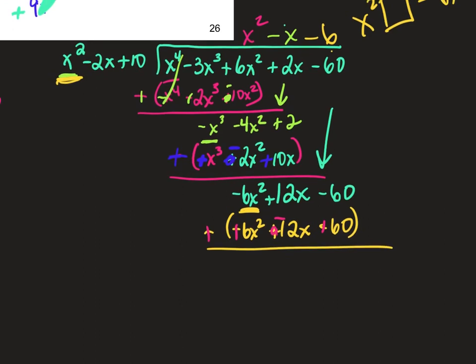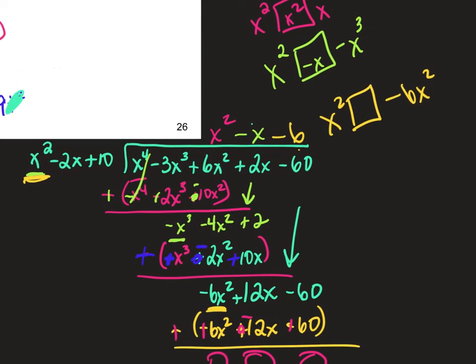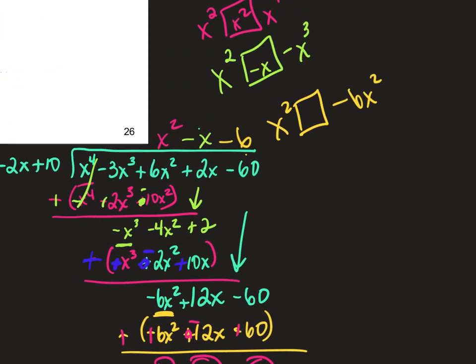What's negative 60 and positive 60? 0. What's negative 12x and positive 12x? 0. What's negative 6x squared and positive 6x squared? 0. So we are almost done. Not there yet, but so close.